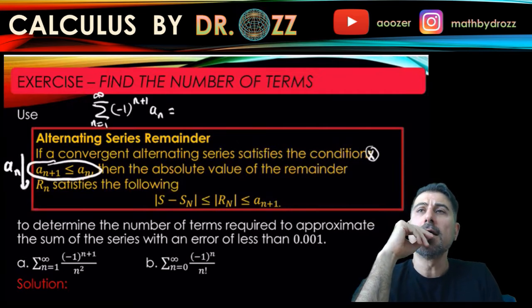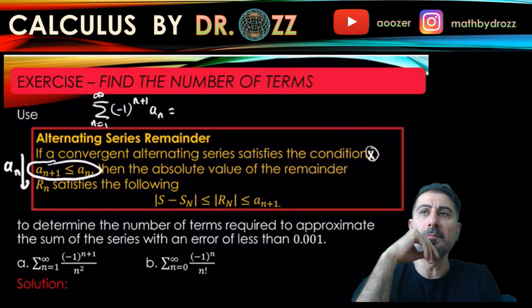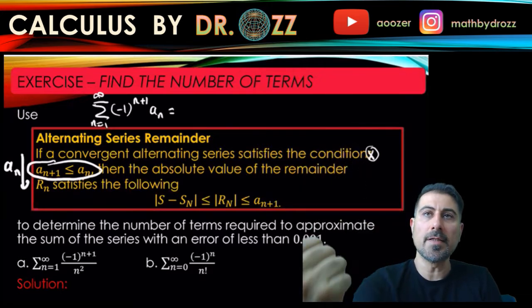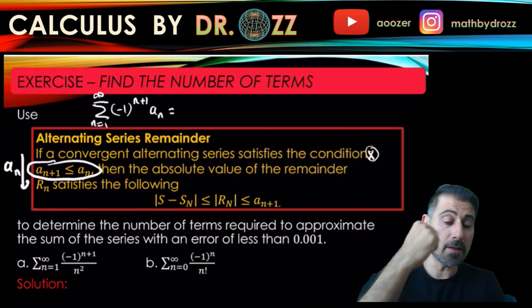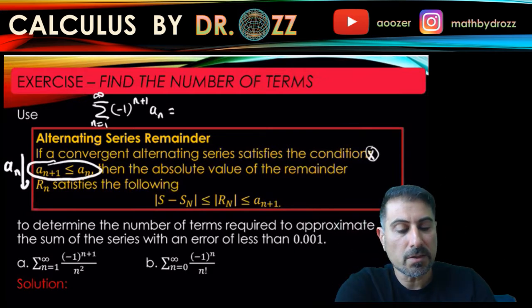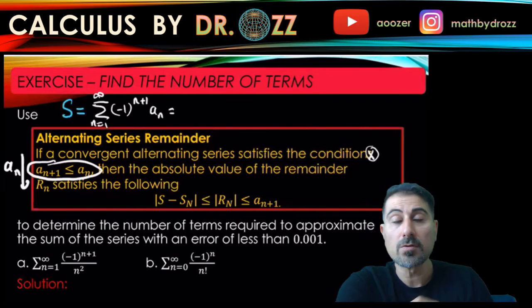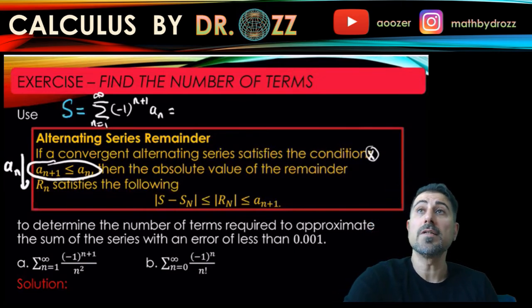And this theorem says the absolute value of the remainder satisfies the following. Okay, so who is S here? Who is S_n? Who is R_n? So let's check that out. Since it's a convergent series, then the sum has to converge to the sum S, right? So S is the value of this infinite sum.